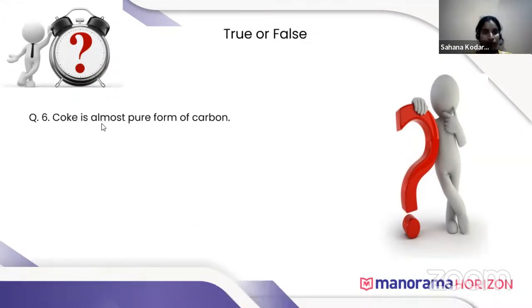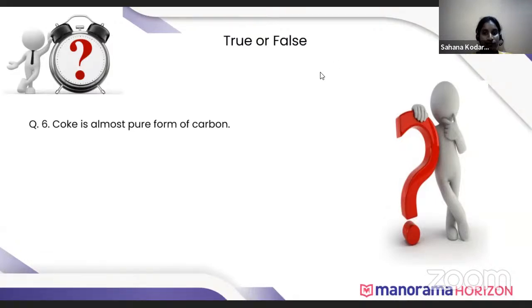We'll move to the next question. Coke is the almost purest form of carbon. Is it true or false? I want an answer from everyone. Pranav, true. Okay. Isabel, true. Akshat, true. Anna, yes, true. Brinda, true. Okay. So, Coke is the purest form of carbon. Isam, okay. Udipa, yes, okay.